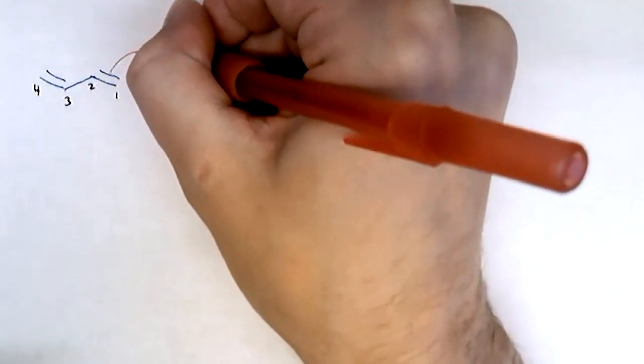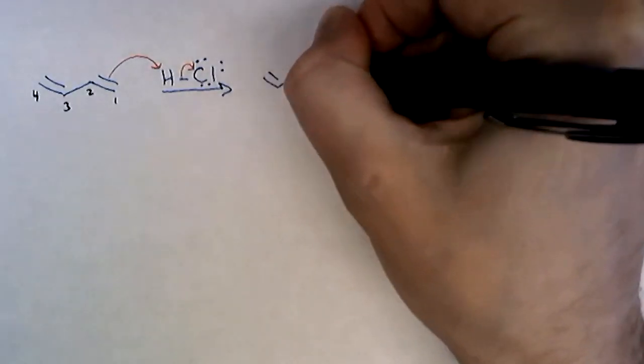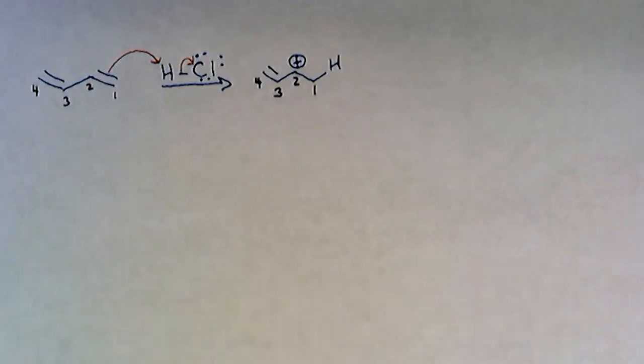Starting at the electron source, the pi bond between carbon 1 and 2, we draw our arrow to the proton of HCl to form a new sigma bond. The next arrow goes from the sigma bond between the hydrogen and the chlorine to the chlorine atom, where it will form a new lone pair, producing the anion chloride. As a result of this first proton transfer step, a carbocation intermediate is formed.